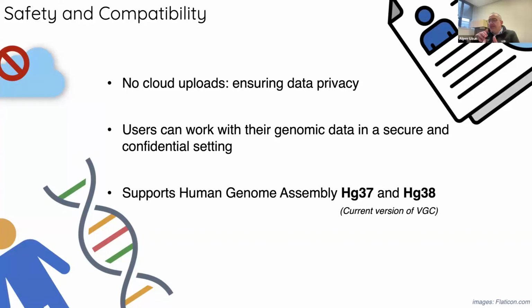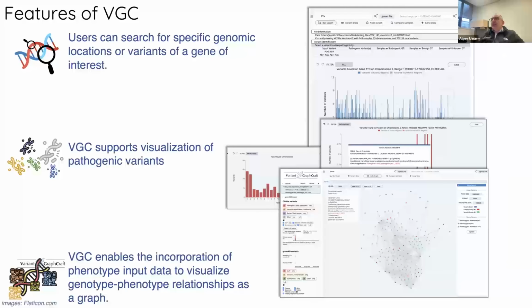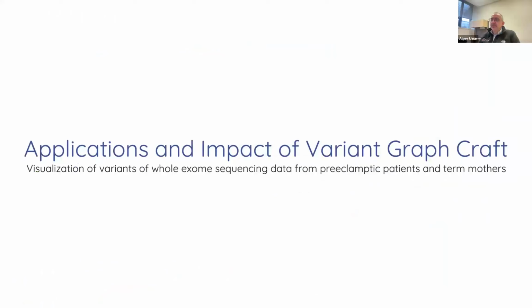We create packages. It's easy to install. You don't need to be a computer expert. Just with a click of a button, you can install this tool. And then users can search for specific genome locations, as I mentioned. We support pathogenic variant visualization, and you can also include phenotype information. Let's say you have different groups of patients. They may be cases or they may have different statuses of the disease. You can upload this phenotype information and we can visualize this too.